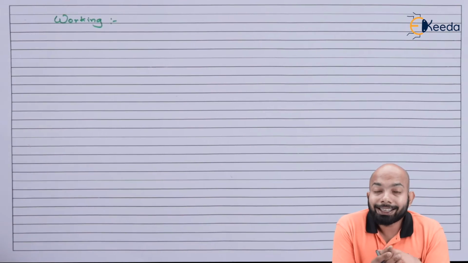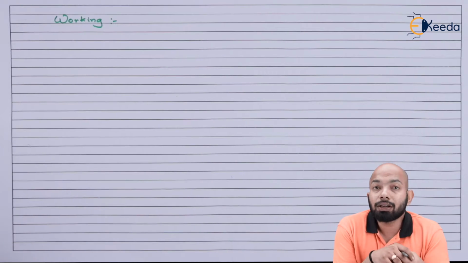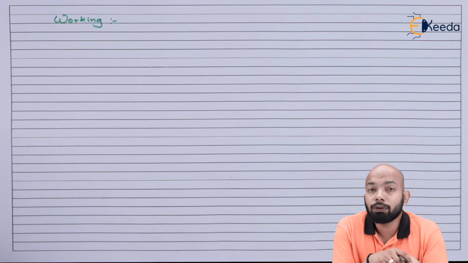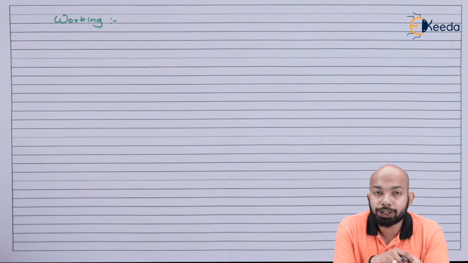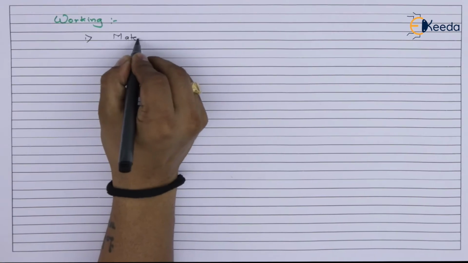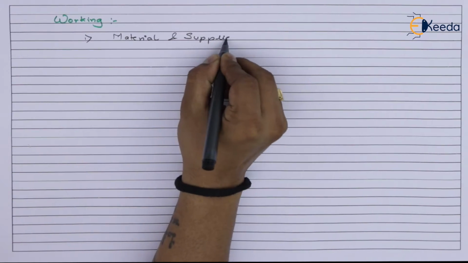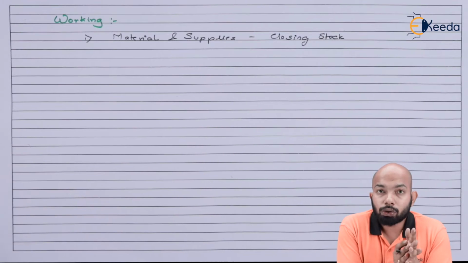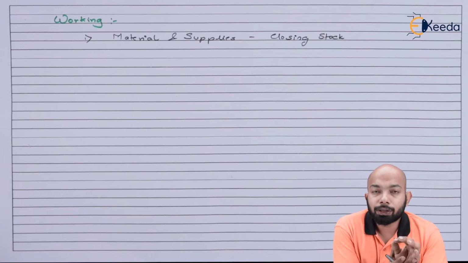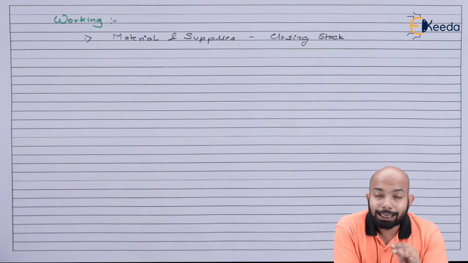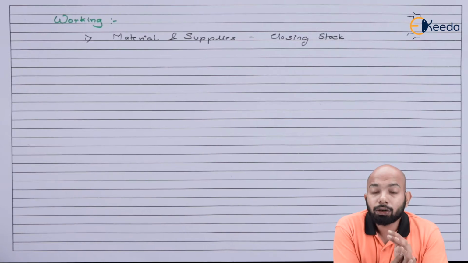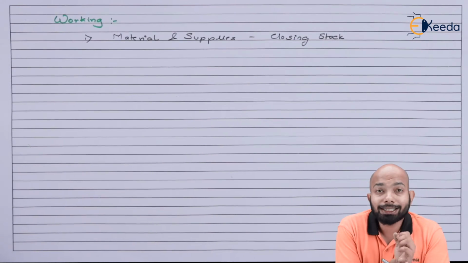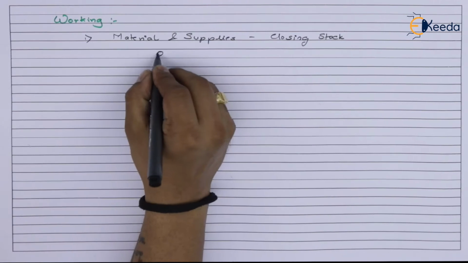So for material and supplies, we'll first figure out what is the closing stock, because that will be essential for us when we have to place that same thing in the balance sheet. To figure out the closing stock, we know opening stock, add purchases, add expense, less any items, and then closing stock comes in. So we'll figure out what exactly we have to paste here.